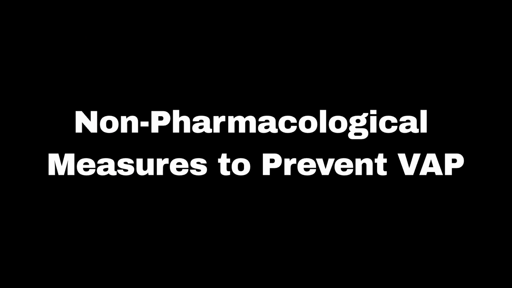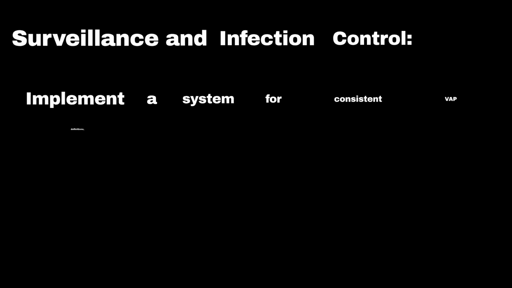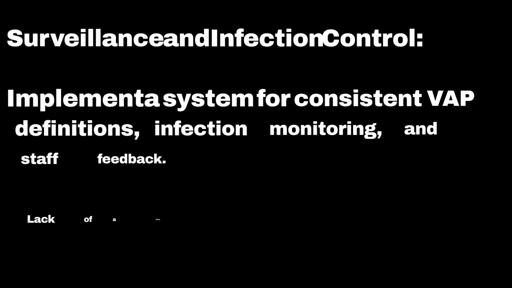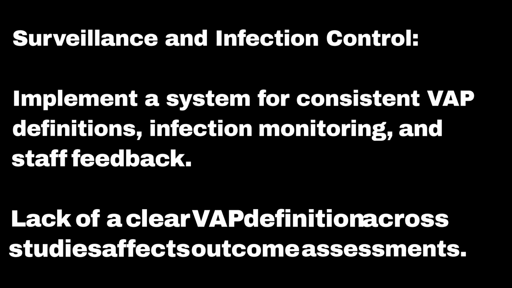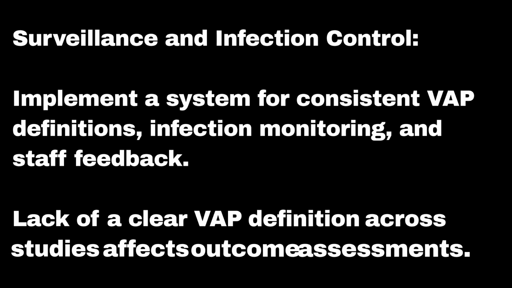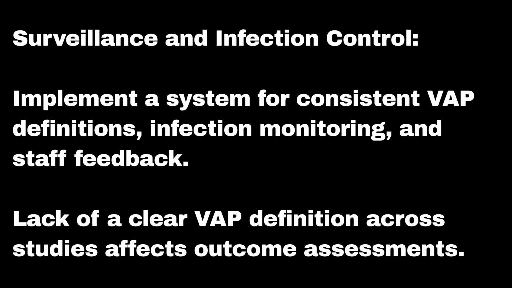Today we will discuss the non-pharmacological measures to prevent VAP. Surveillance and infection control: implement a system for consistent VAP definitions, infection monitoring, and staff feedback. Lack of a clear VAP definition across studies affects outcome assessments.